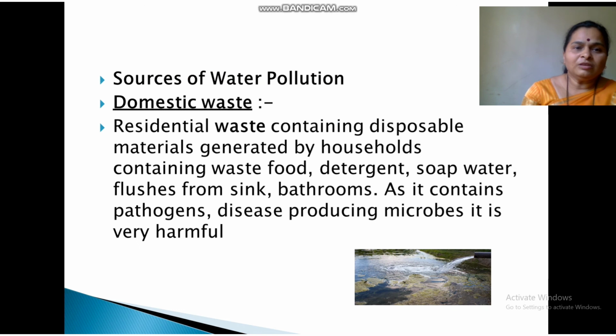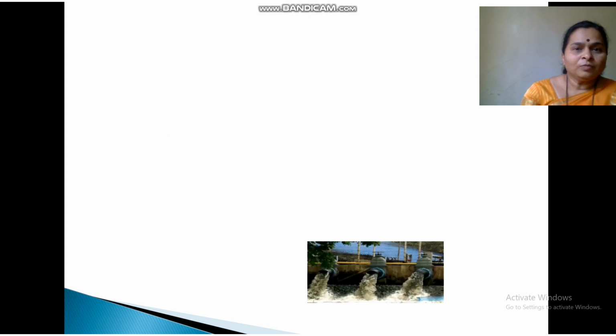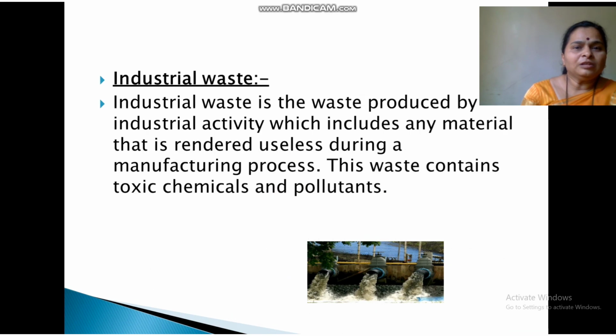First is domestic waste. Residential waste containing disposal material generated by households, containing waste food, detergent, soap, water flushed from sink and bathroom, as it contains pathogens, disease producing microbes. It is very harmful. It is the domestic waste. Then industrial waste. Industrial waste is the waste produced by industrial activities which include any material that is rendered useless during the manufacturing process. This waste contains toxic chemicals and pollutants.